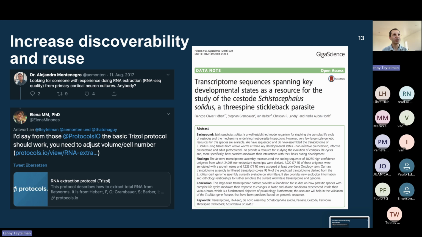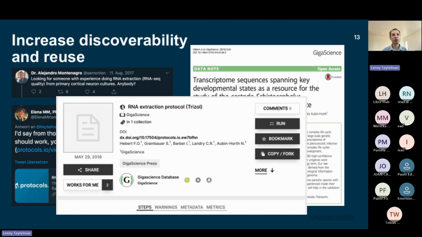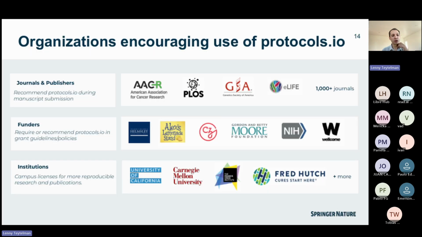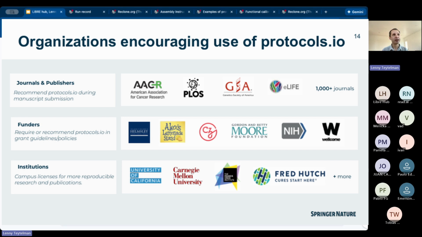So the chances that the researcher from Chile who is looking for a protocol in neuron cultures, the chances that he would be reading this paper are close to 0. But when we use repositories as for our code, as for our DNA sequences or protein structures, when we use repositories, we make the methods more discoverable. There are more and more journals and funders that recommend using protocols.io. And I will finish by saying that we really want this to be a tool from day one.